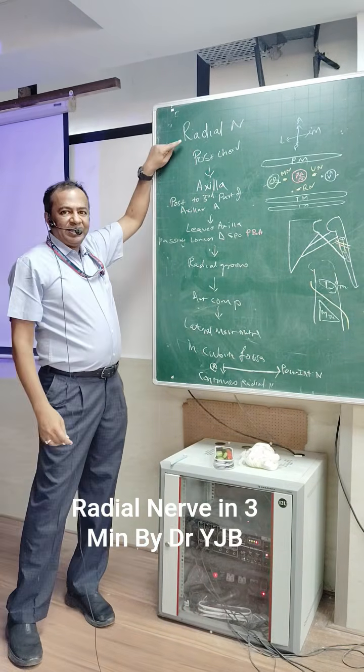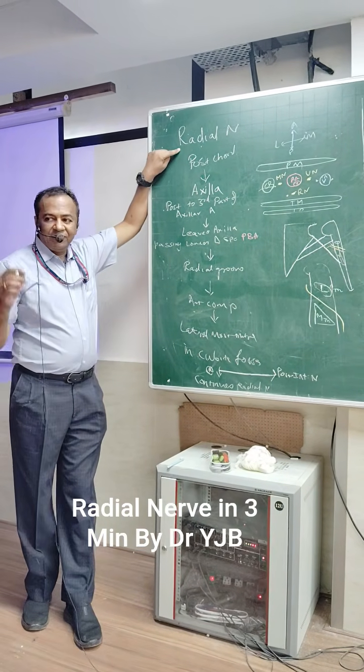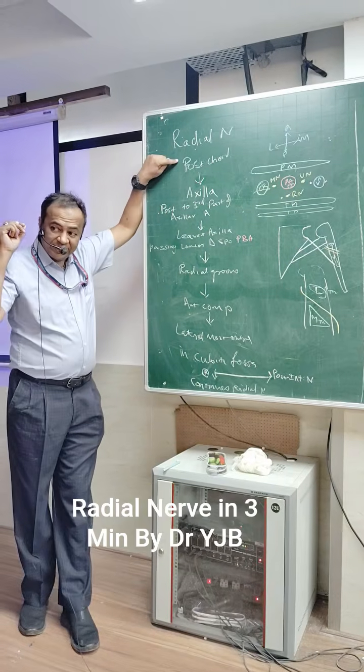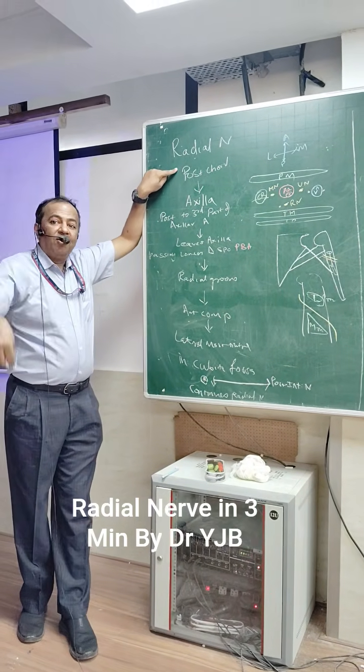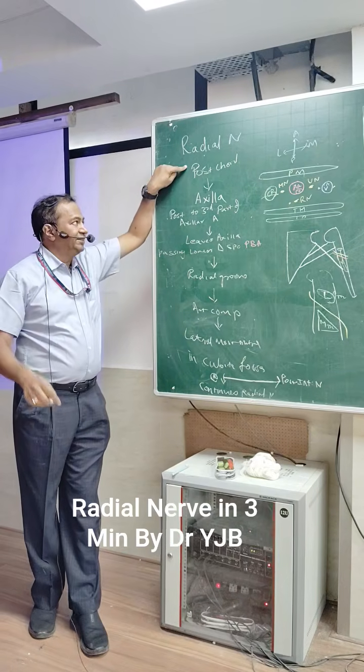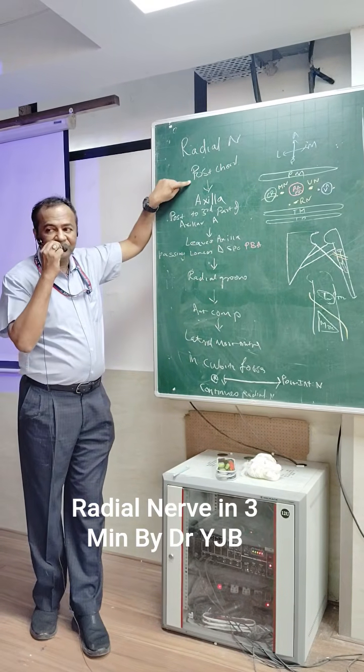So we are talking about the radial nerve. Radial nerve is a branch of the posterior cord, rather it is a continuation of the posterior cord, formed by the union of all the posterior divisions, so it supplies the extensor muscles. Its course is as follows.